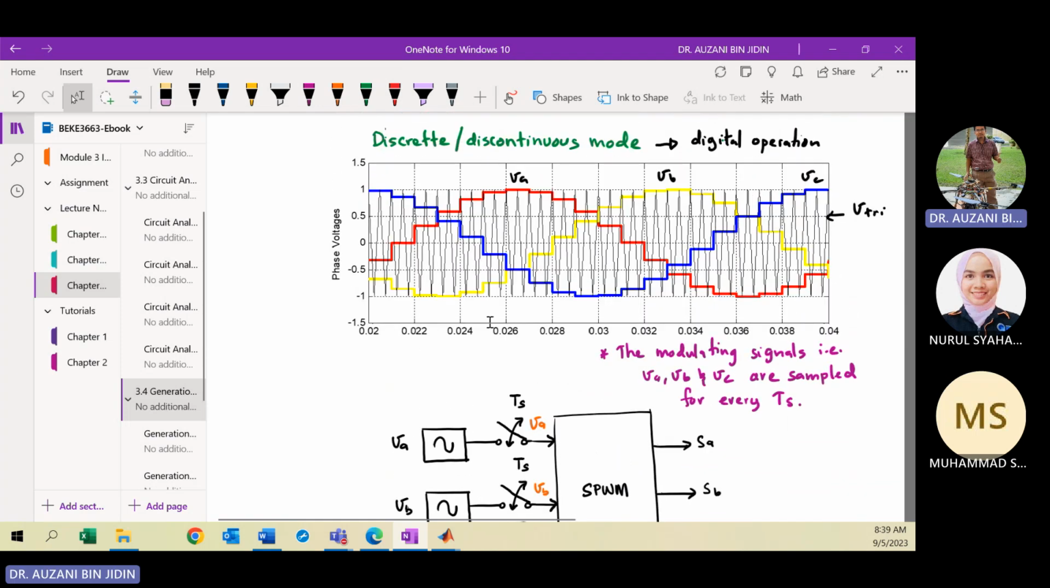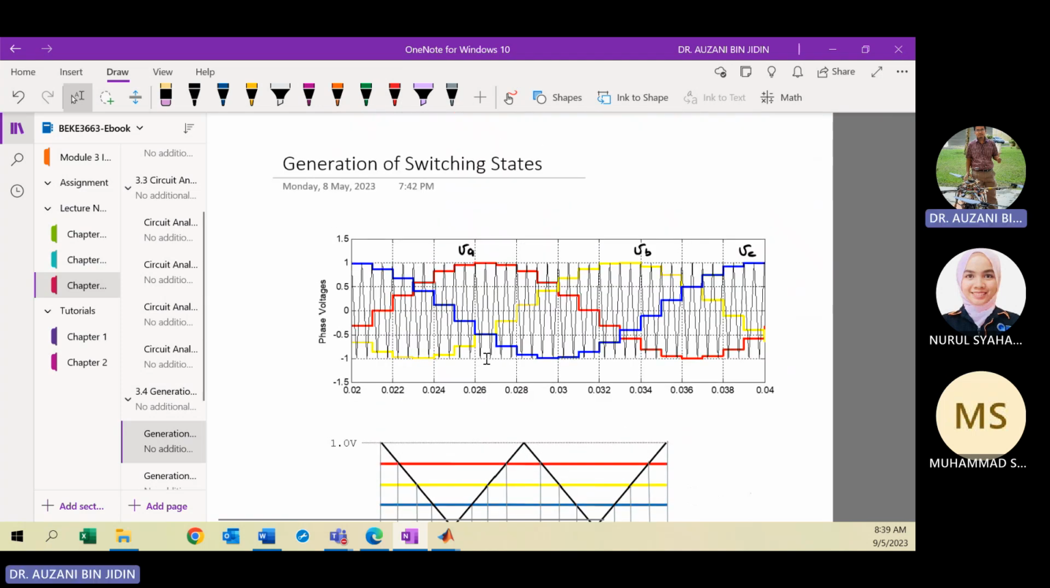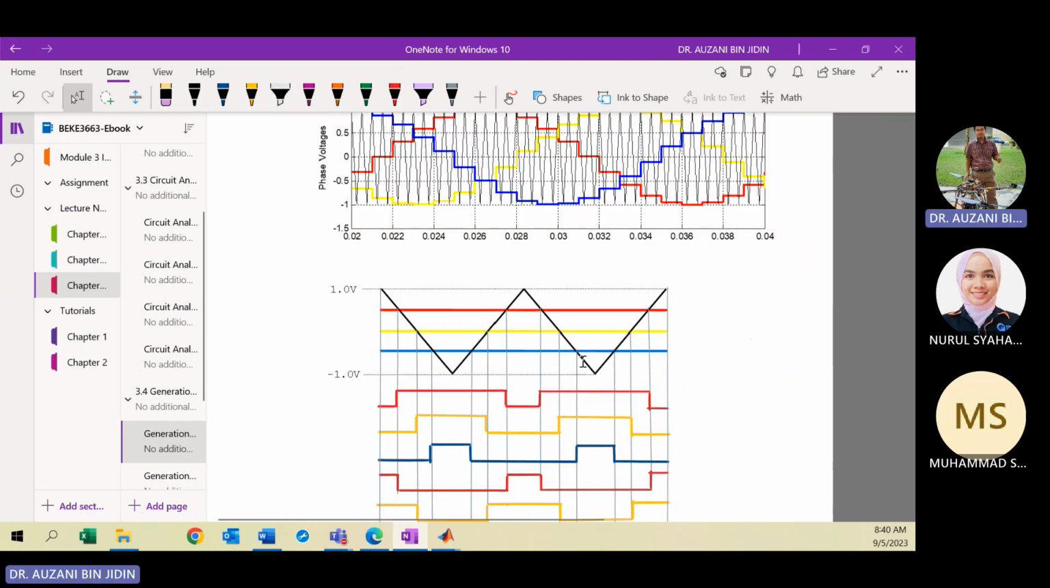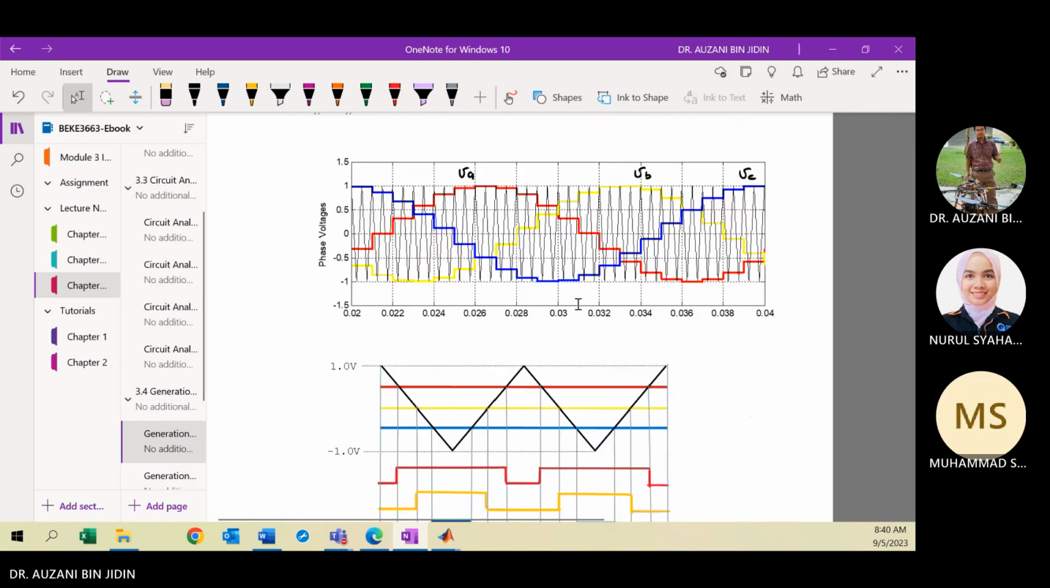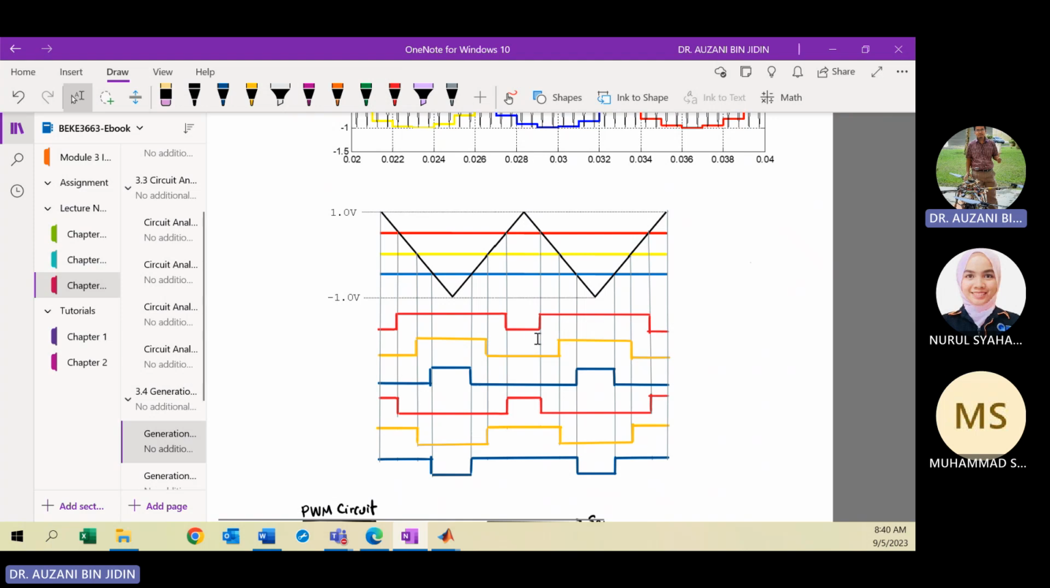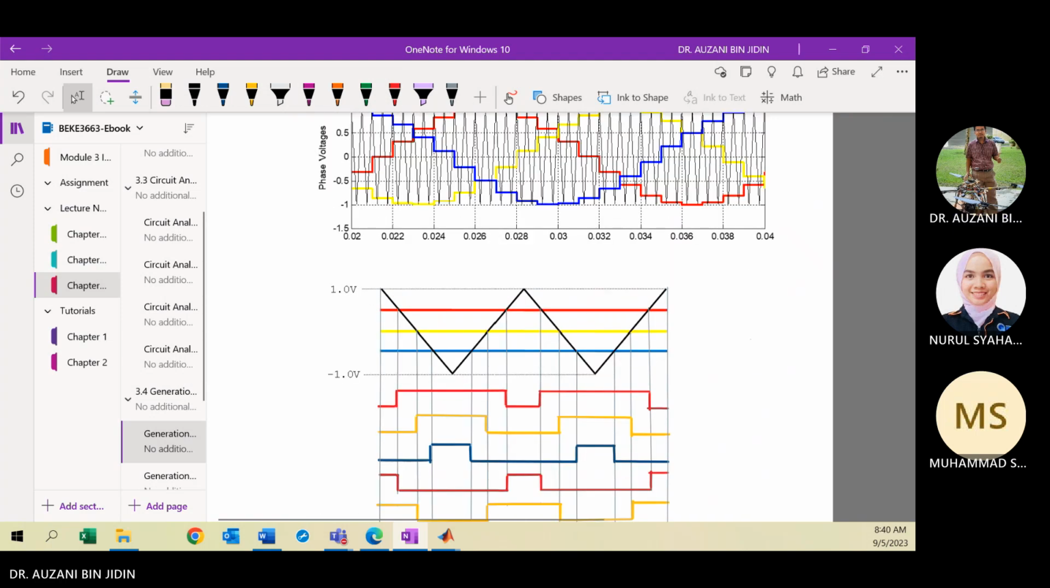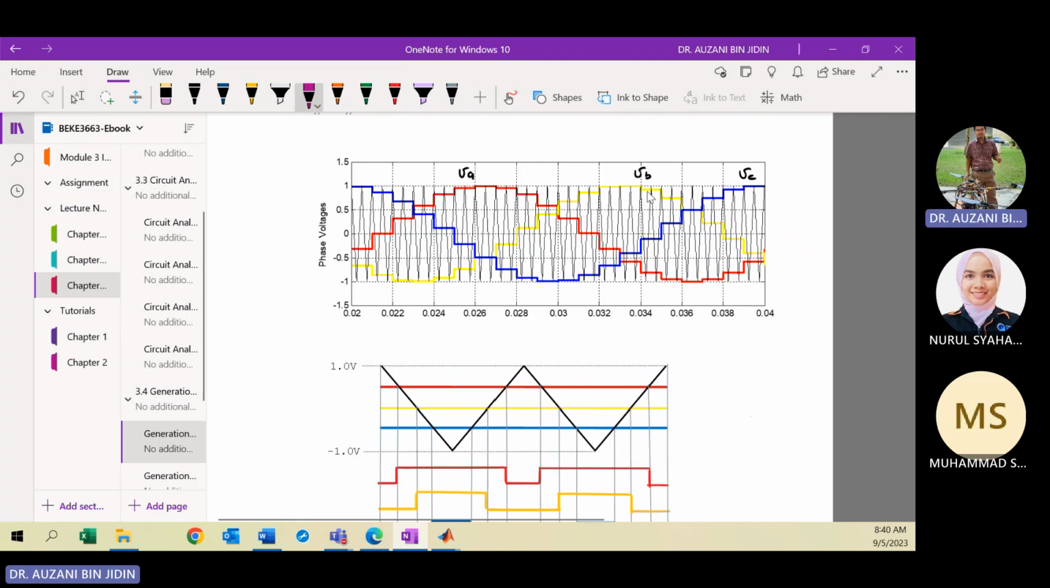Okay, then we move to the next page here. This is still a conventional inverter using sinusoidal pulse width modulation. So actually this is a revision. In order to plot or generate the switching state for controlling all switches, here is VA, VB, and VC. So let's say we try to analyze this interval, maybe the green color one. Okay, we try to analyze this interval.